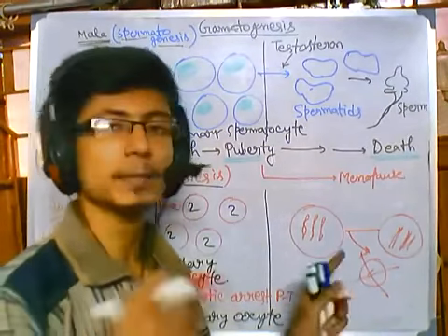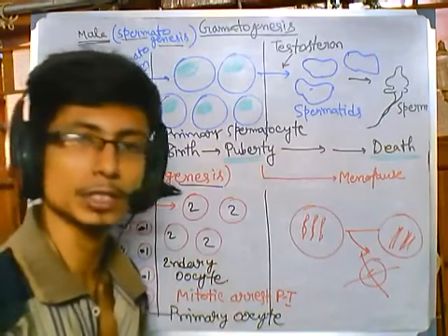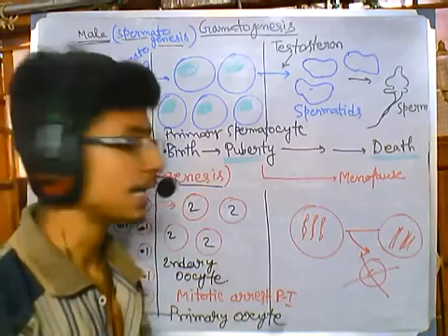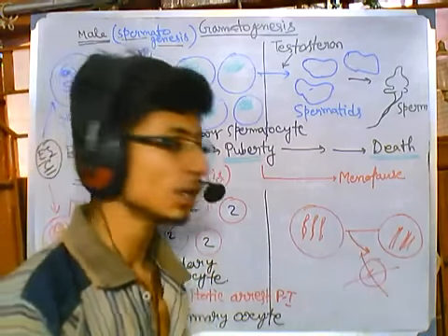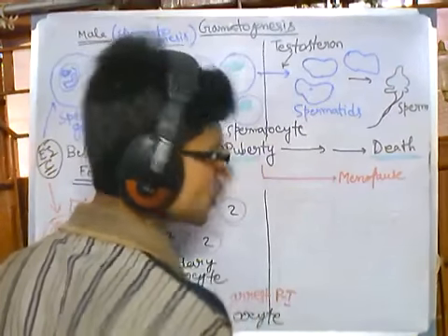Now the polar bodies are produced during the secondary oocyte formation. They will be degraded, and those polar bodies are not required. They are produced due to the asymmetric cell division of the primary oocyte. Okay, so this thing is important, so you must know this.